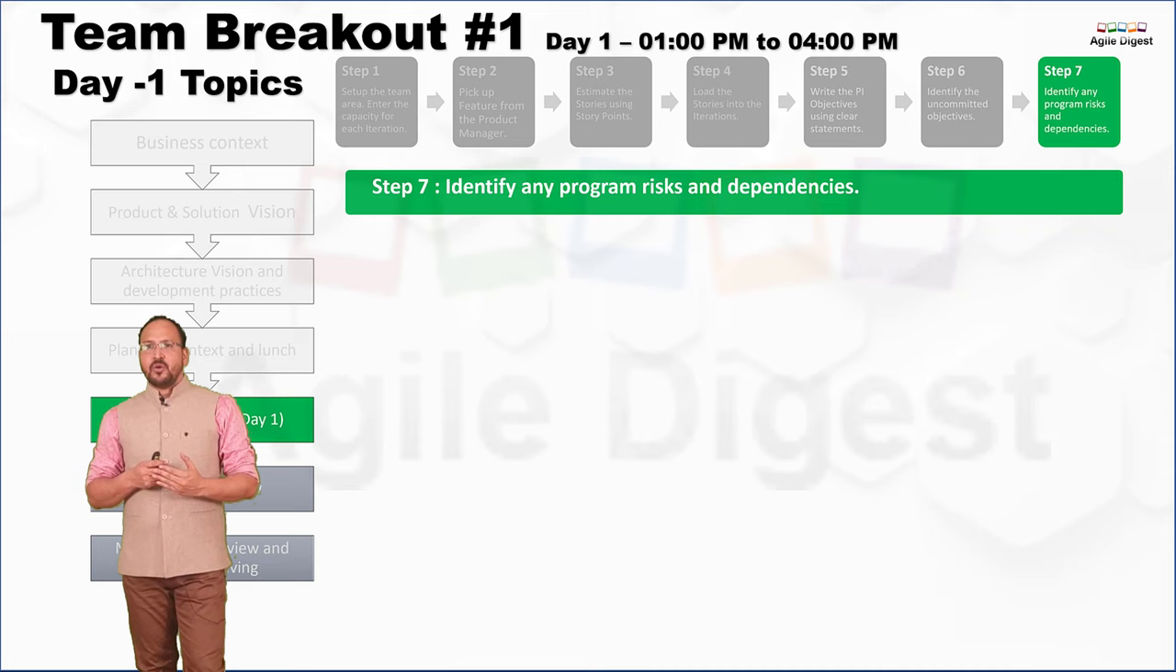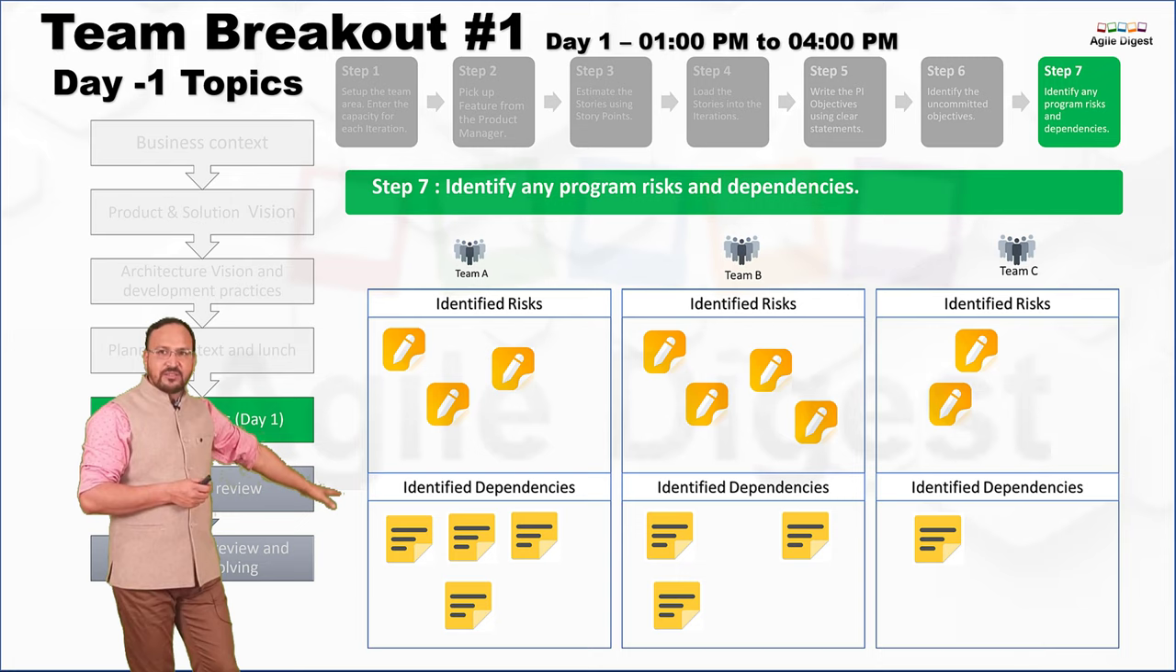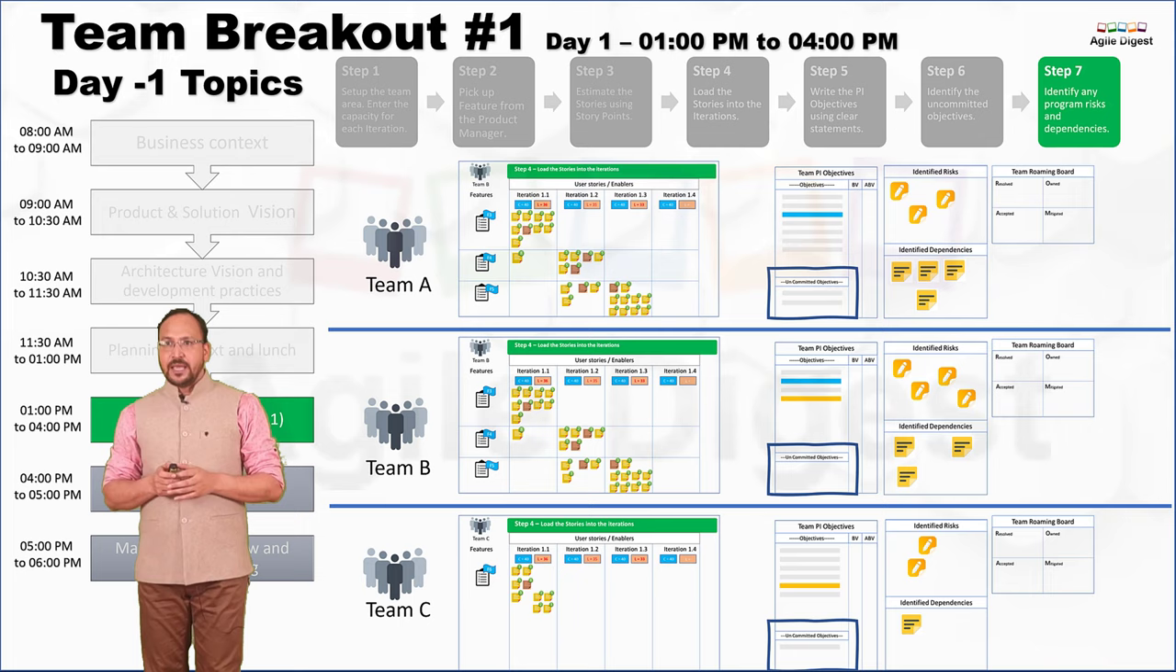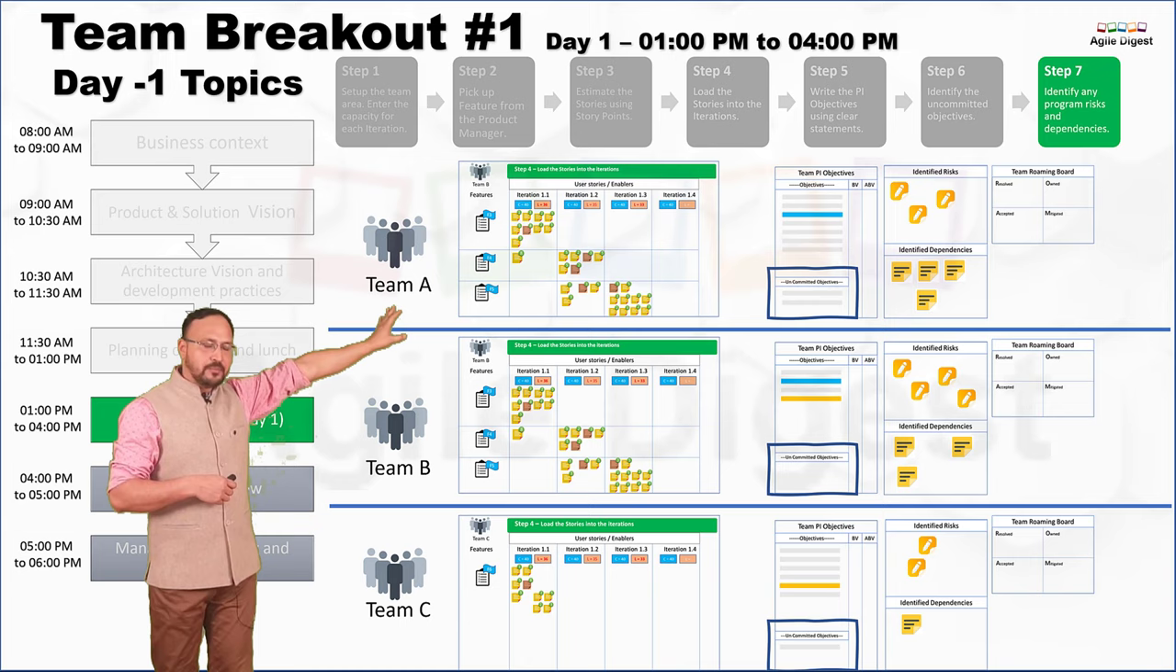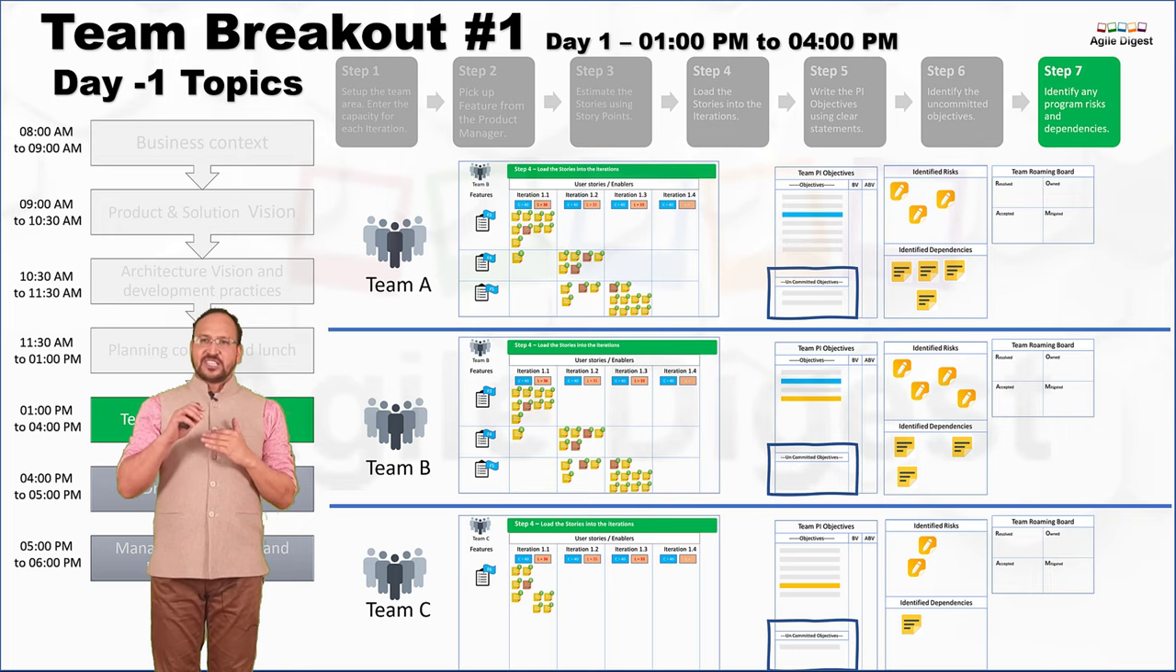So each team will identify some dependencies and some risks, and based on whatever they have identified, that will come back to each team area. And you can see over here, each team has their PI plan: the stories are planned, the PI business objectives and PI objectives are there, the uncommitted objectives are there, the risks are there, the dependencies are there, and all of them are actually planned for the team, in the team area.